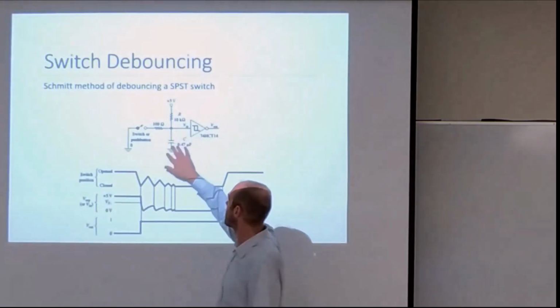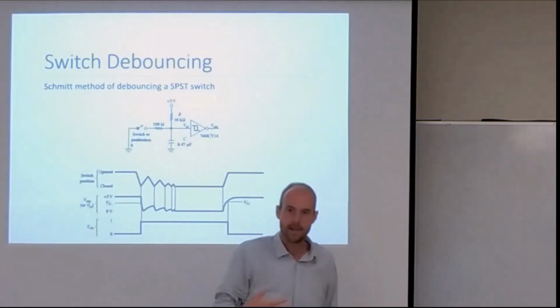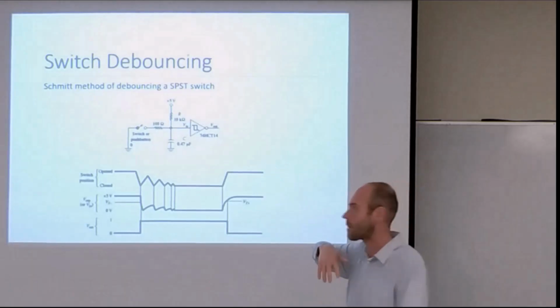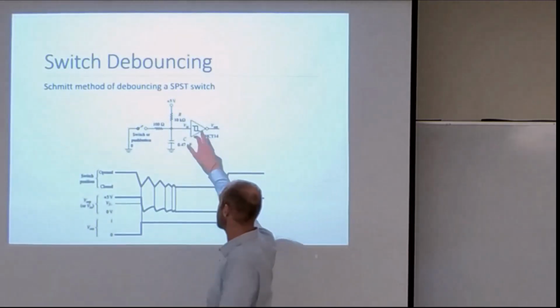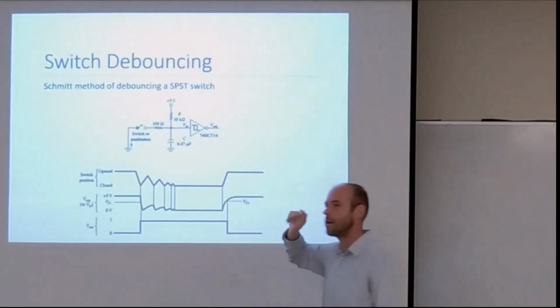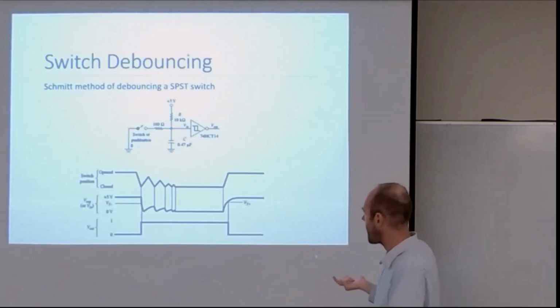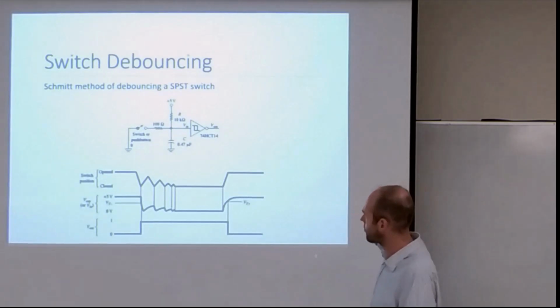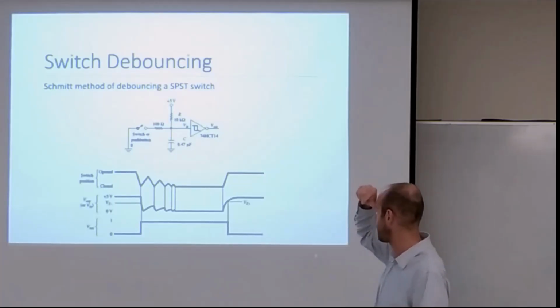So here's one hardware-based debouncing method using a capacitor, which we did talk about before a bit, and then a Schmitt trigger as well to improve the performance of that by changing the going high and going low thresholds and giving a gap there.